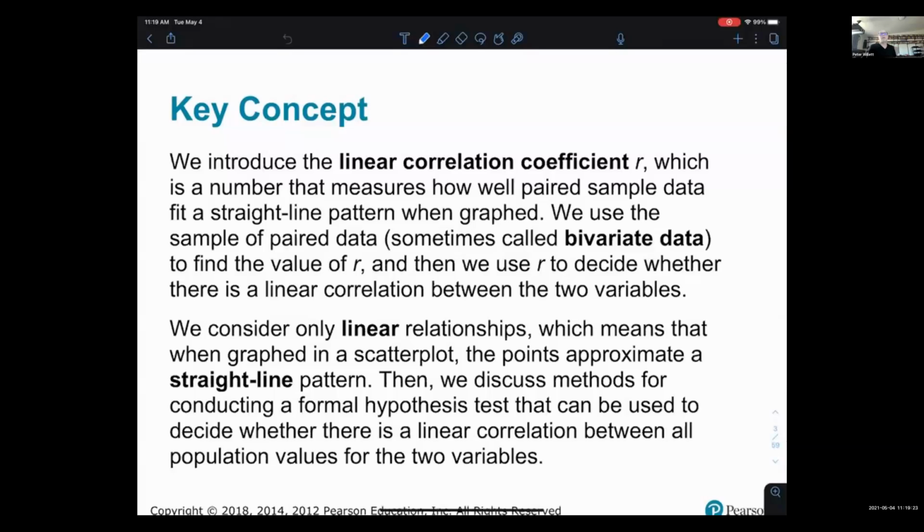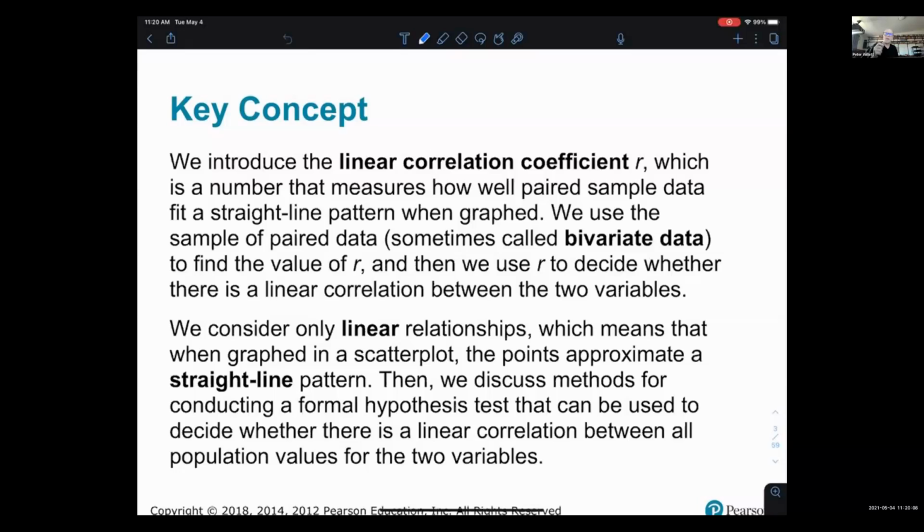We use the sample of paired data to find the value of R, and then we use R to decide whether there's a linear correlation between the two variables. That's not strictly true, even though it helps. We're going to talk about R and the R value a lot, but you may recall that R is a number between -1 and 1. If it's very close to 0, that's a stronger indication of a lack of a linear relationship between the two. And the closer R becomes to being a 1 or a -1, the more powerful the argument that the data have a linear correlation, seem to match a line.